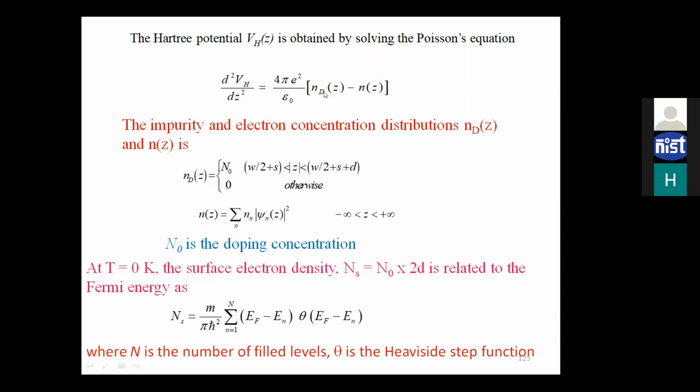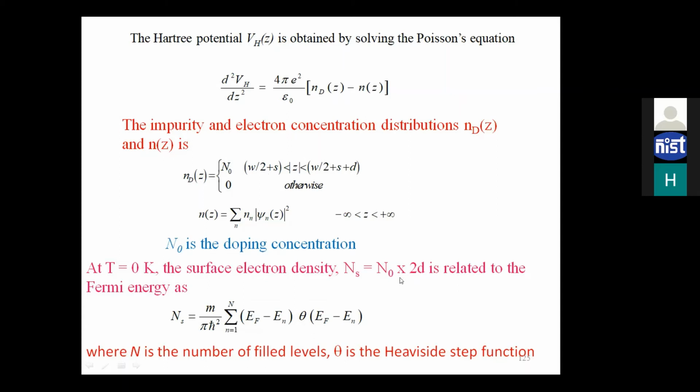So it depends upon the doping concentration, and N of z, which is the electron concentration, is equal to the summation over n of N_n psi_n(z) squared. This N_n is the number of states occupied. In our case, we are calculating the mobility at low temperature, so the temperature is equal to 0 K. As T equals 0, we also assume that whatever dopant we dope, all the dopant gets diffused into the well. So the N_s, that is the surface electron density, is equal to N_0 into 2D.